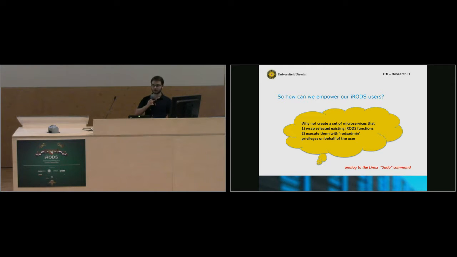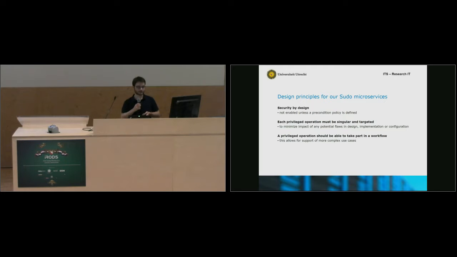So how are we going to implement that? Well, the most logical thing seems to be microservices. We can wrap existing iRODS functions, for example, functions to create groups or to add and remove members from groups, and within the microservice, elevate privileges to rodsadmin, and then return back to the user. Of course, the preconditions can be checked with policies that fit in really nicely in iRODS. So that's what we did.